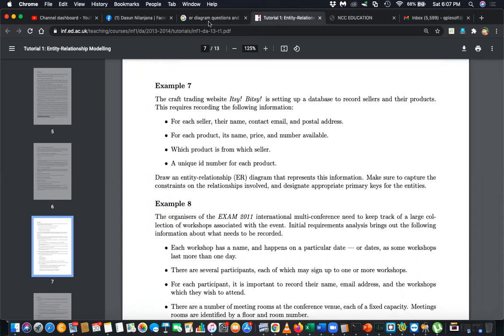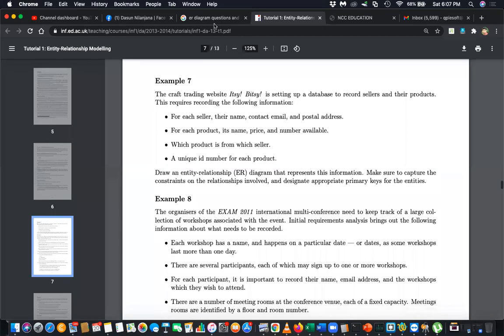Right now, what you have is basically an example or the question, where you have to find the answer and draw an entity relationship diagram. So please read carefully. Let me read this.